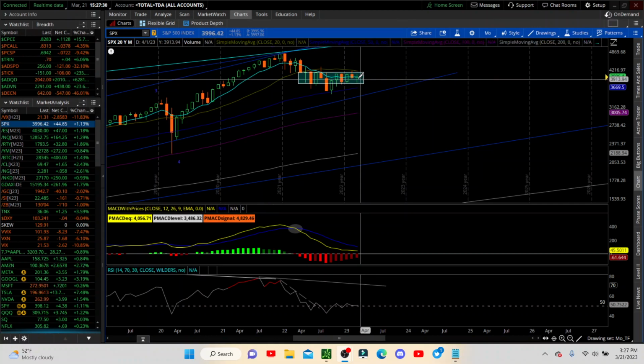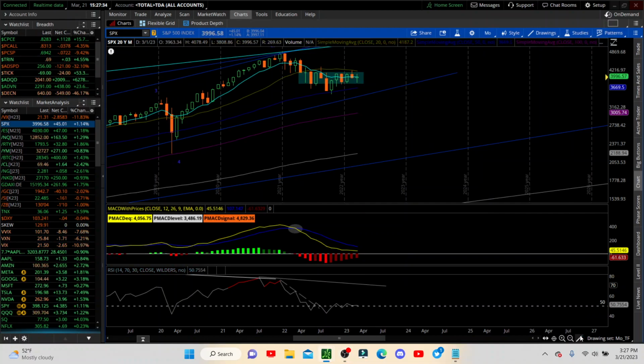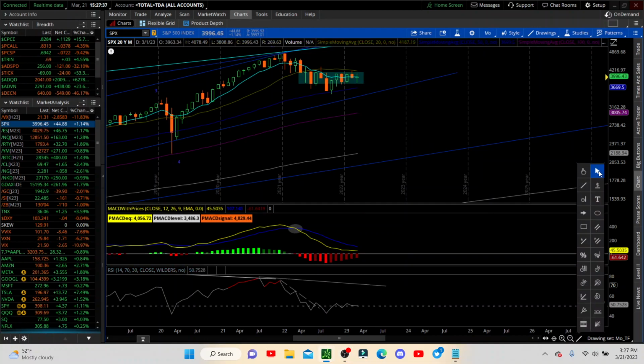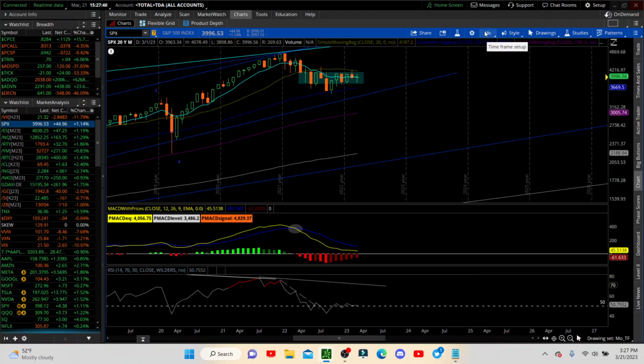As usual, things are chopping around for 10 months now and right back into the middle of the range. No surprises there going into FOMC. Let's go down to the weekly.